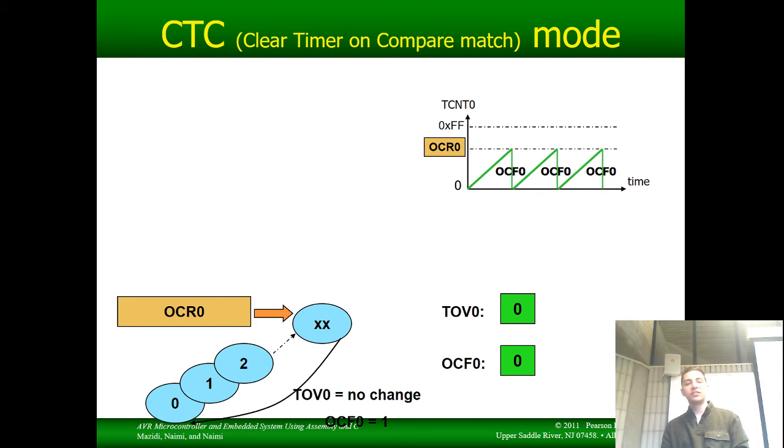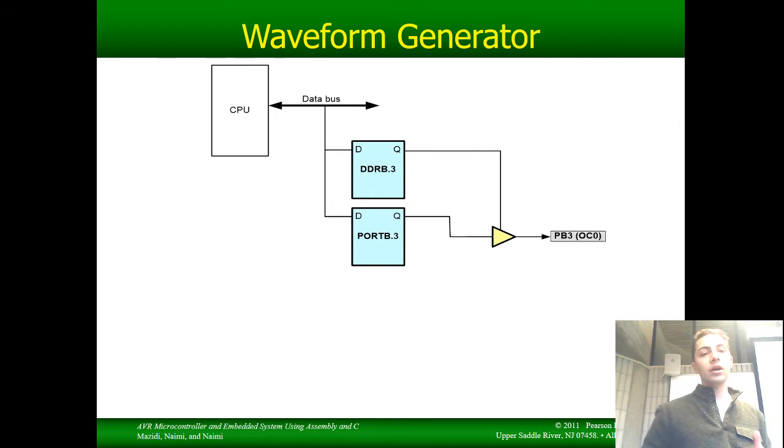CTC mode, same stuff, except now we don't have a fixed top value. When it counts, whatever value is in the output compare register, that's what we'll count to and then reset. And again, we can trigger an interrupt. Something can happen. Now, the waveform generation hardware does something every time an event happens. We can tell it what to do, but it's going to do something.